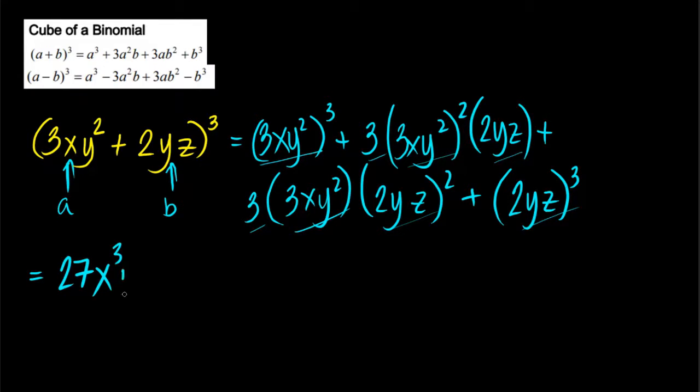x cubed, y to the 6th. Plus, 3 times 3 squared, 3 squared pa na siya. So, that's 9 times 3 is 27. Times 2, 54. Okay? x squared, y.